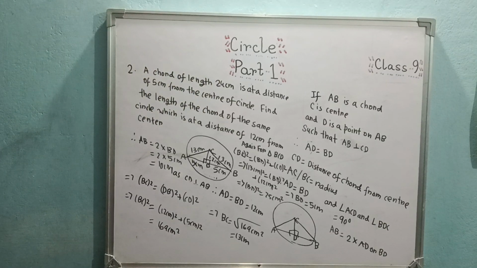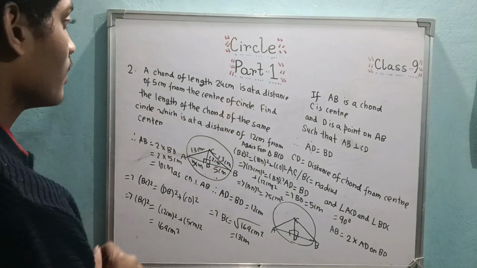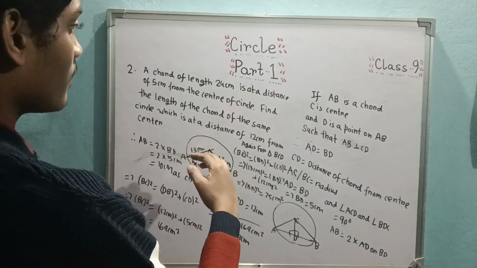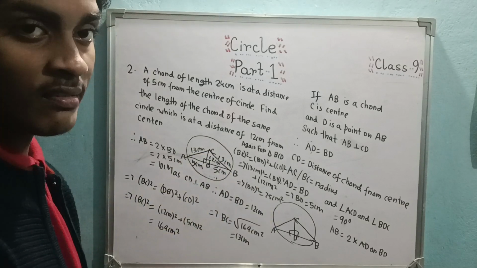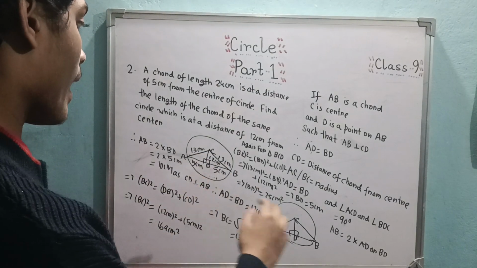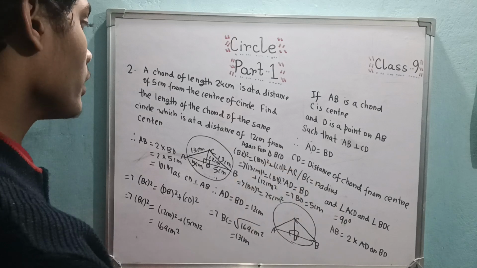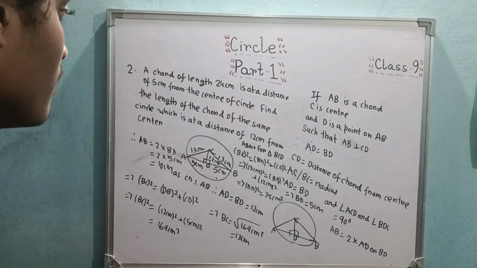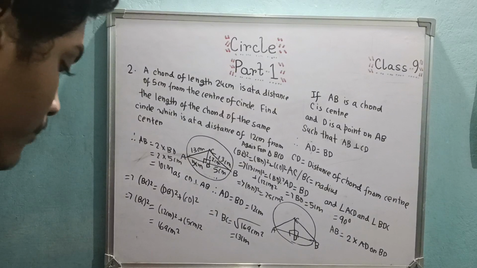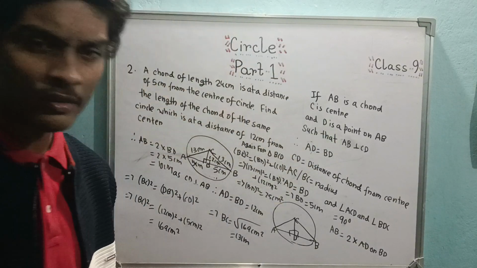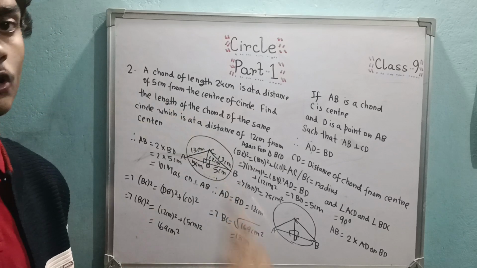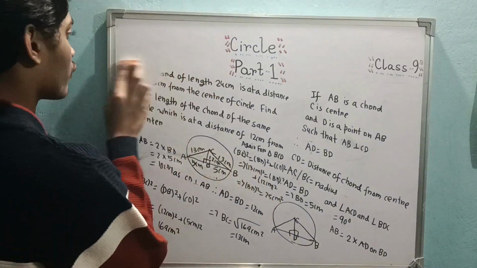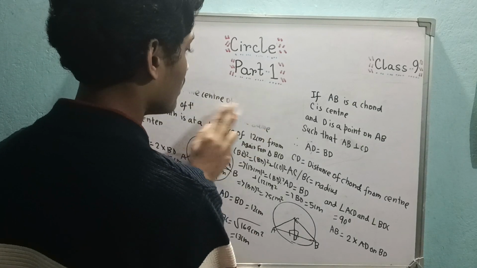Step by step solve them. First of all, find the radius. Then you have the radius and the new chord distance from center. Using that, find the base BD, and base BD into 2 equal to the new chord AB's length. As simple as that. So easy. It's just like the previous question. Just in this question, they frame two cases. No worries. We solved it. Let's see the next one.